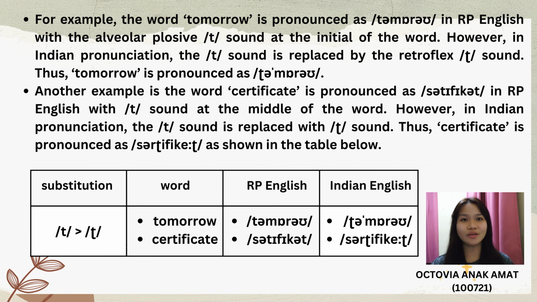As we can see, the word tomorrow is pronounced with the alveolar plosive t sound at the initial of the word in RP English. However, in Indian pronunciation, the t sound is replaced by the retroflex sound. Thus, tomorrow is pronounced differently. Another example is the word certificate, pronounced with the t sound in the middle of the word in RP English. However, in Indian pronunciation, the t sound is replaced with the retroflex sound. Thus, certificate is pronounced differently.